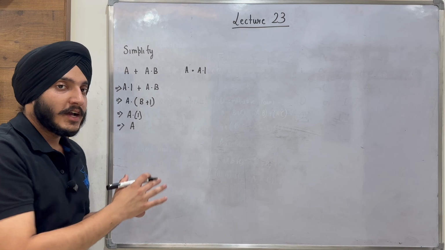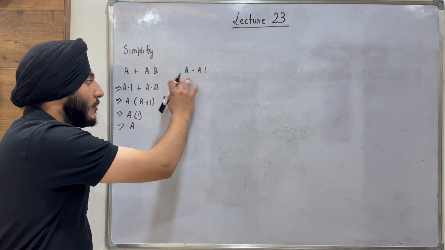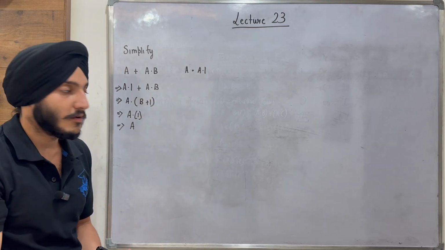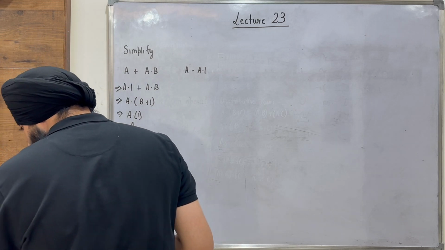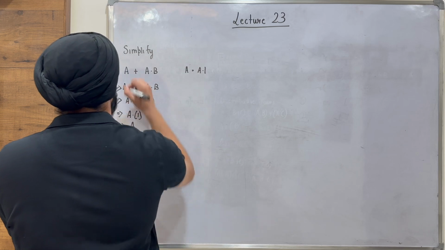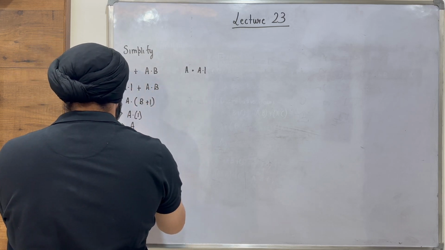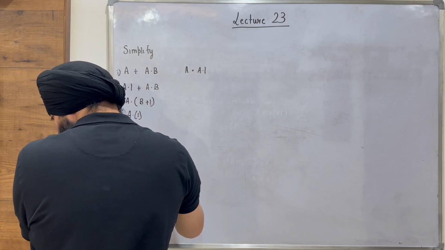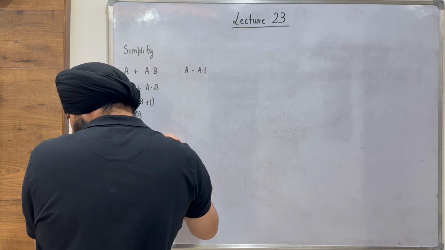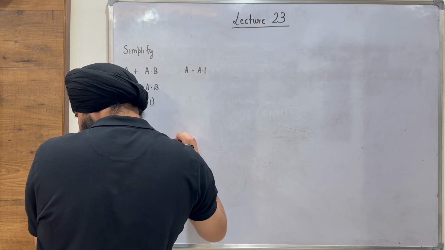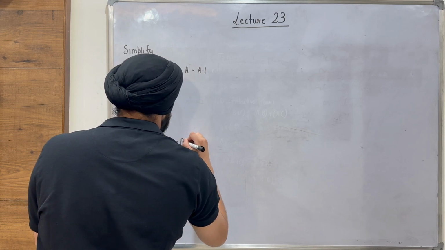So my exercise for you guys would be to write down all the laws over here that I've used. Let's take a look at another example. Let's say I have example 2: (a plus b) dot (a plus negation of b).